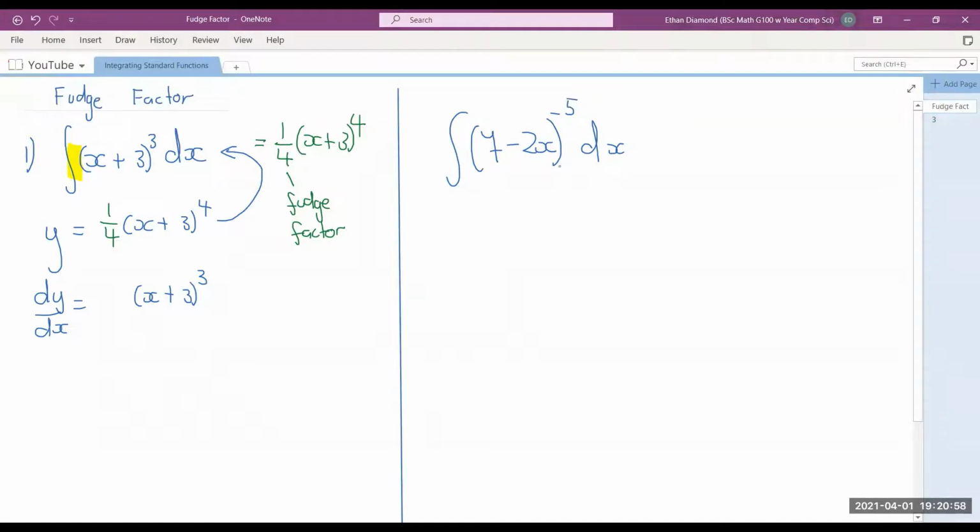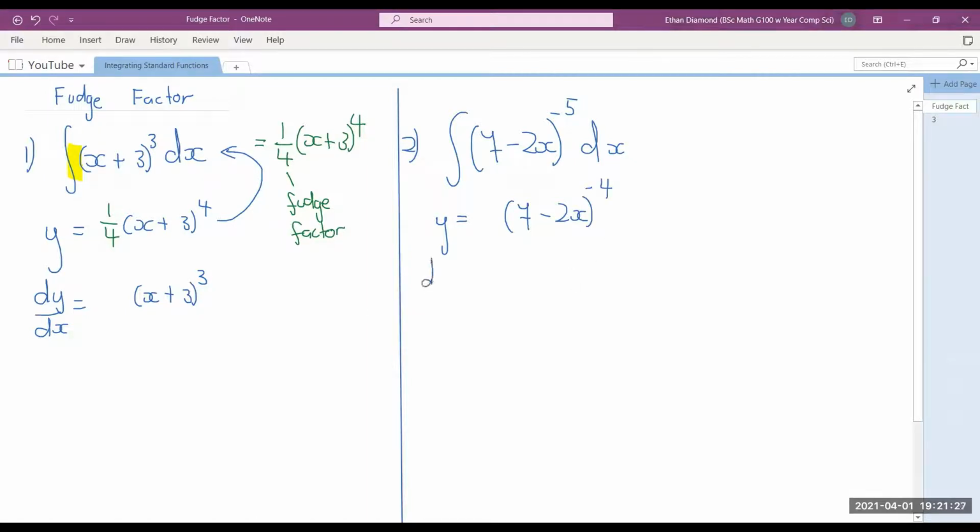Let's see another example. So on the right-hand side, we'll call it question 2. We have another integral, and in this case, you wouldn't be able to expand the power because it's a negative power. So what do we do? Well, we use the fudge factor method. So first, step 1, we need to guess what the integral is going to be. And the way we guess is simply, we just increase the power by 1. So minus 5 plus 1 is minus 4. Easy.